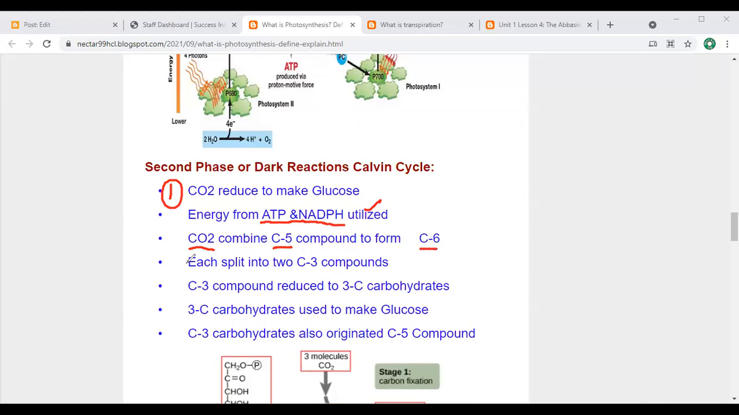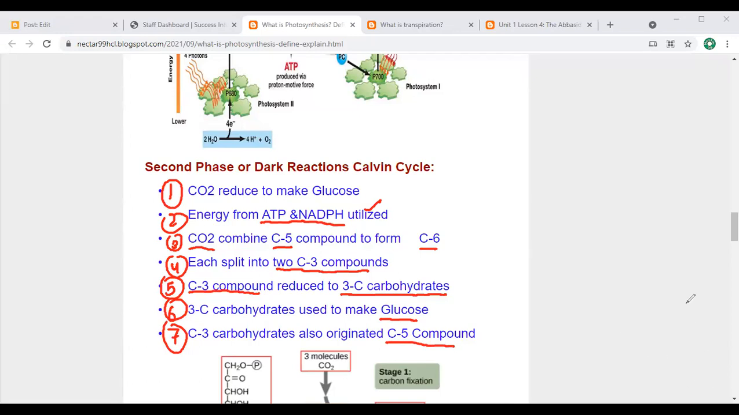Understand? After this, number 2, then number 3, and this number 4. Each splits into 2 C3 compounds. Then number 5, C3 compounds are reduced to 3C carbohydrates. After that, 3C carbohydrate is used to make glucose. Now in the last and the 7th point, what happened? C3 carbohydrates also originate the C5 compound.